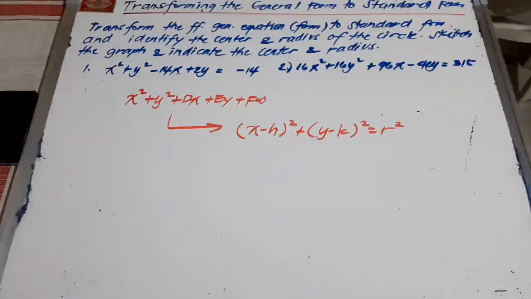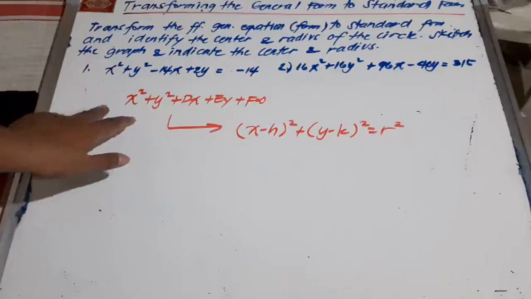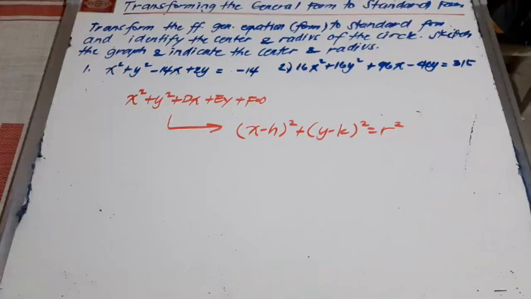Para ma-transform ang general equation to standard form, we're going to use completing the square. Why? Because this is a second degree equation. Okay? So, hindi natin pwedeng gamitin yung quadratic formula, hindi natin pwedeng gamitin yung factoring. But what we're going to do is, we're going to use the completing the square to transform general equation to standard equation of a circle.